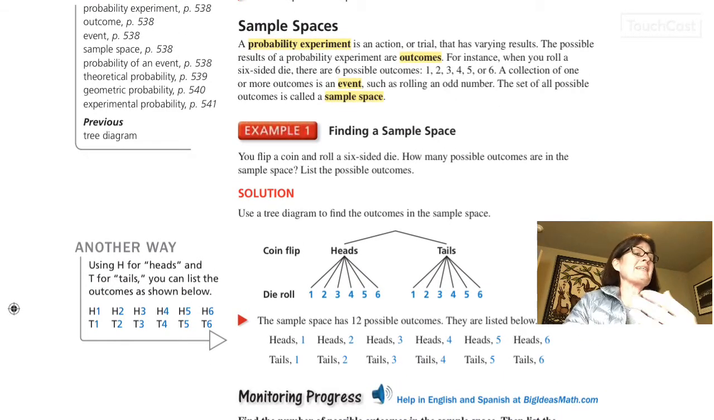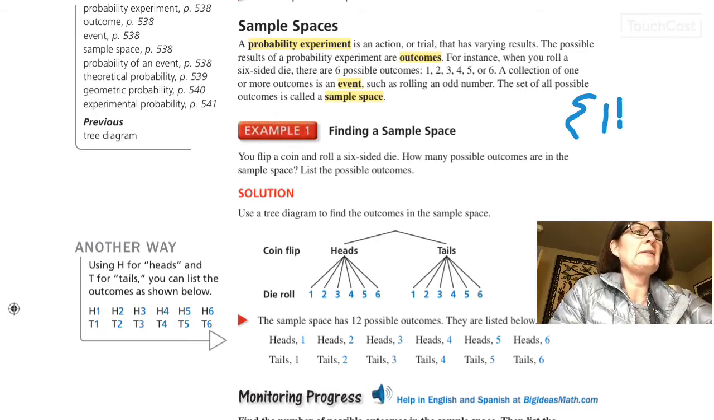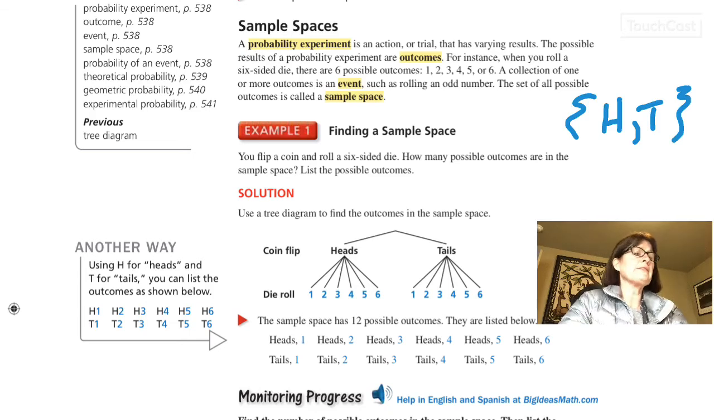So if I asked you what the sample space is for flipping a coin, you might say, we sometimes put them in curly braces, heads and tails, and we would just agree that you're going to use H for heads and T for tails. Or you could write out the words heads and tails. If I asked you for the sample space of spinning a spinner that's numbered 1 through 10, it would be the numbers 1, 2, 3, 4, 5, 6, 7, 8, 9, 10.